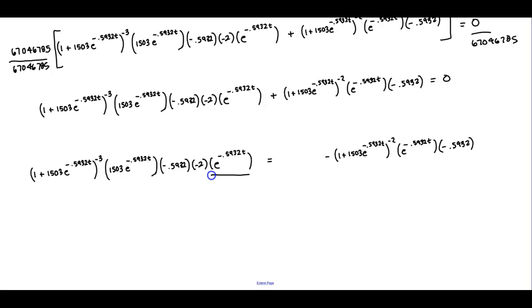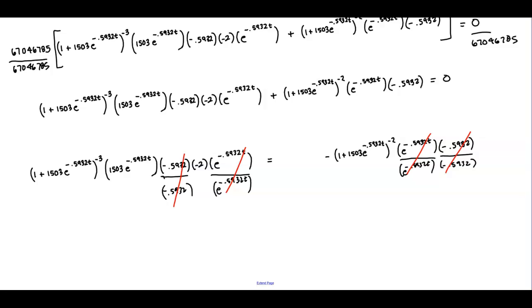So if we divide both sides by e to the negative 0.5932t, and divide this by e to the negative 0.5932t, and then divide by negative 0.5932, negative 0.5932. So what that does is eliminate that to make that a 1, that a 1, that a 1, and that a 1. So now what we end up getting is the following.